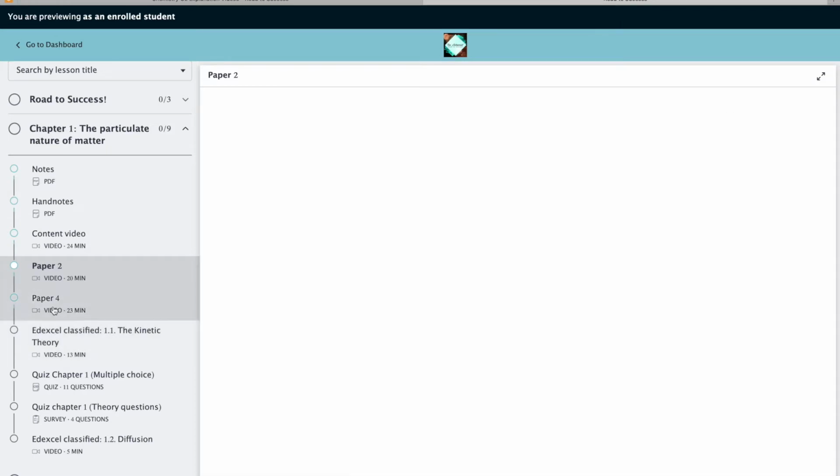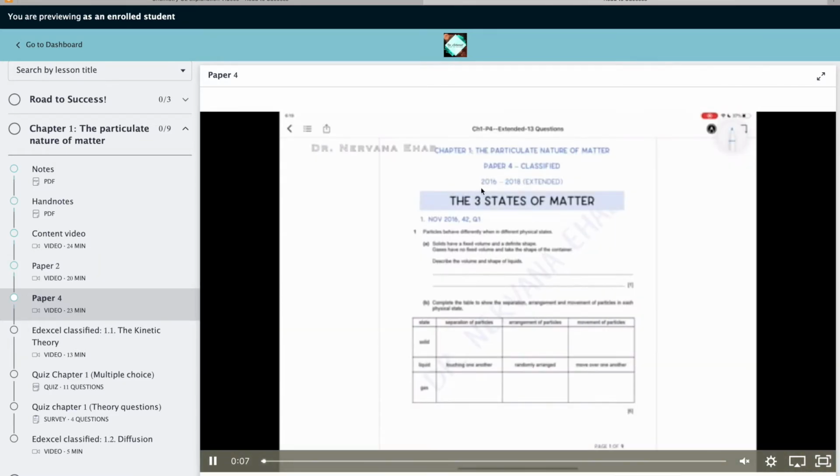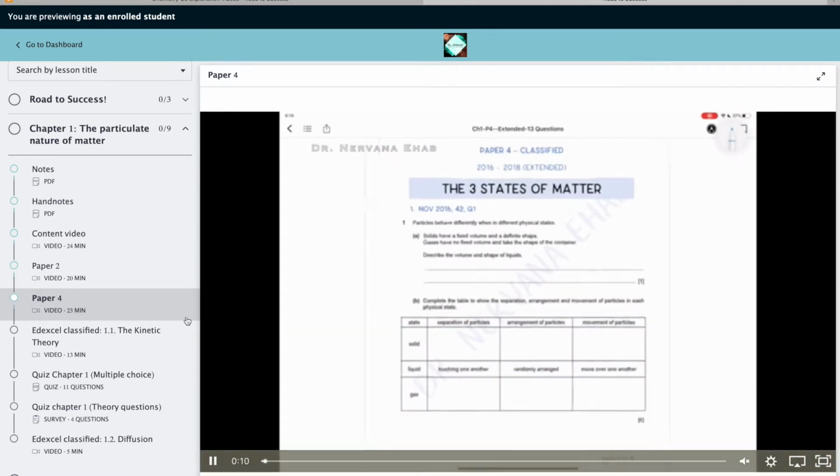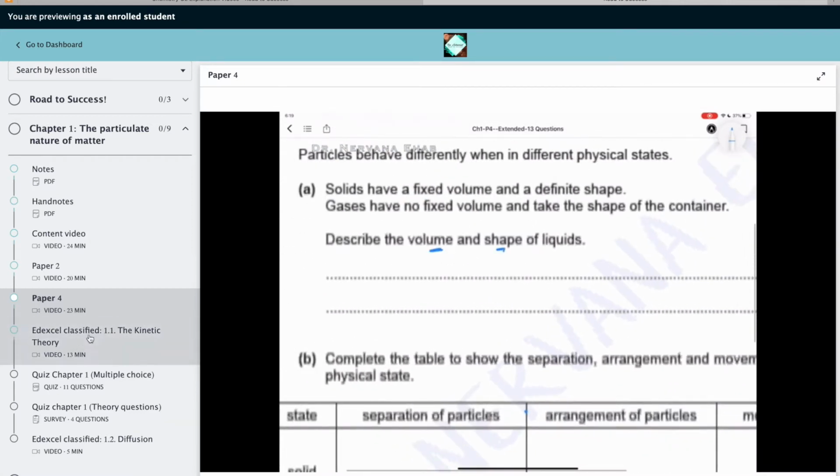And then the next lesson is just paper 4, which is the theory paper. And again, it's from 2016 to 2018. And then after that, if there's paper 6, you will find paper 6. So paper 6 only addresses certain chapters. So not all the chapters will appear on paper 6.